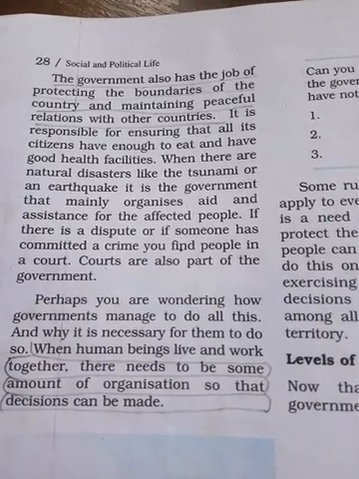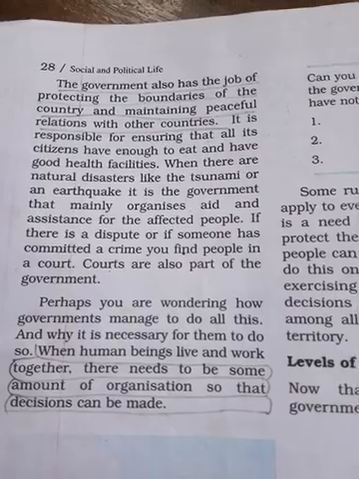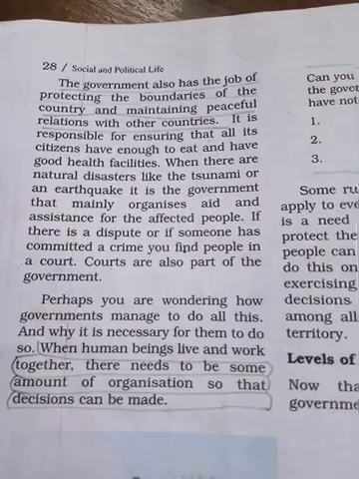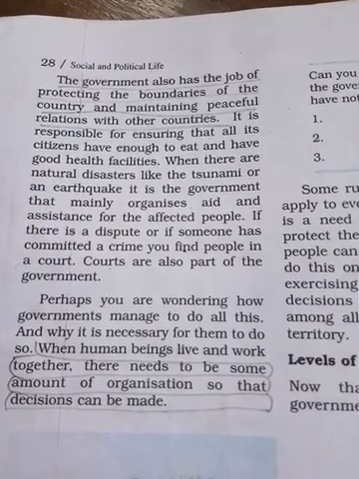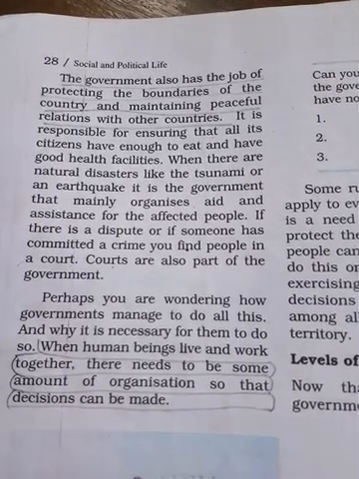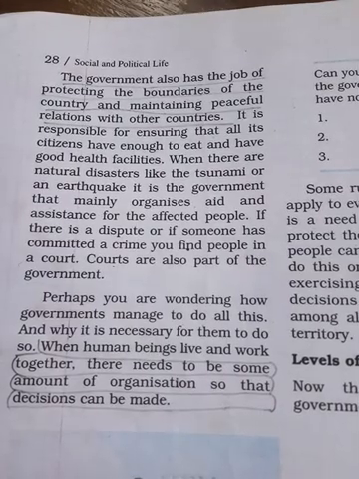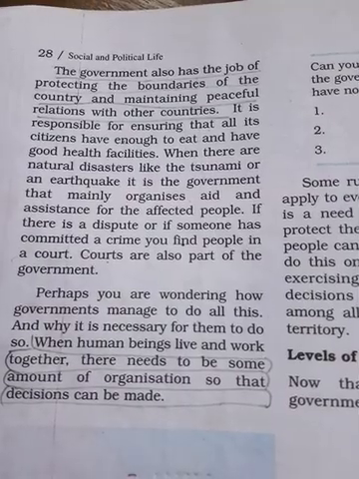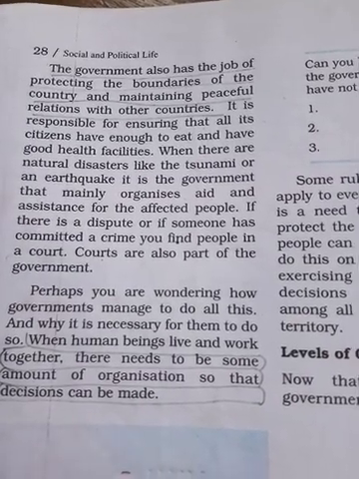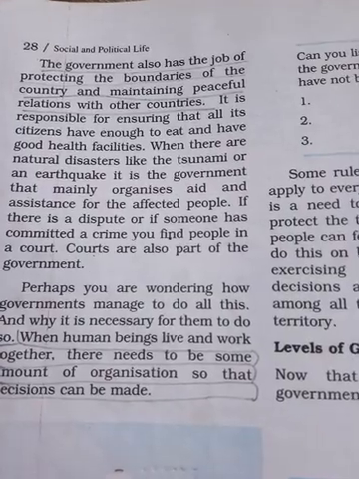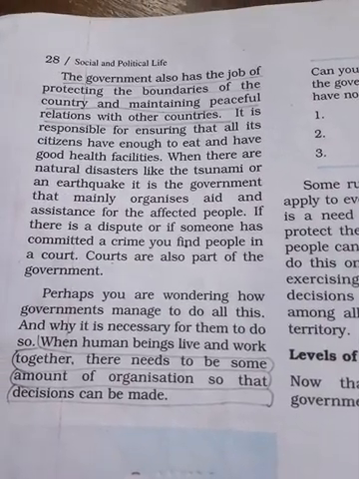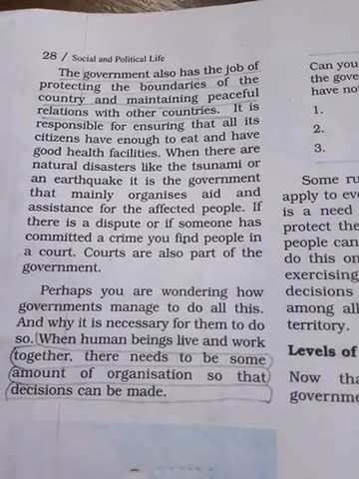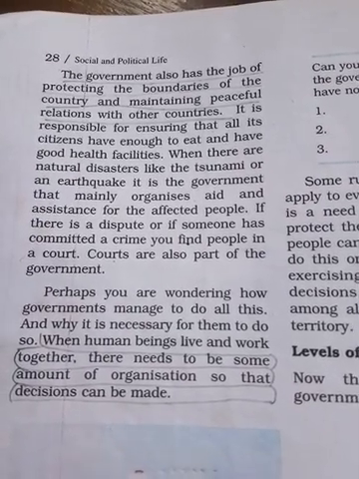Whenever there is a natural disaster like a tsunami or an earthquake, what will the government do? Especially for the persons affected by the natural disaster, the government provides meals, shelter, health facilities and drinking water. That means the government is going to provide any facilities.